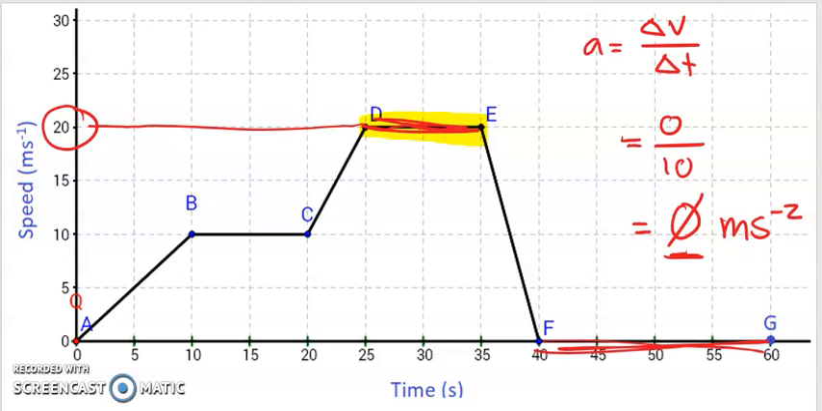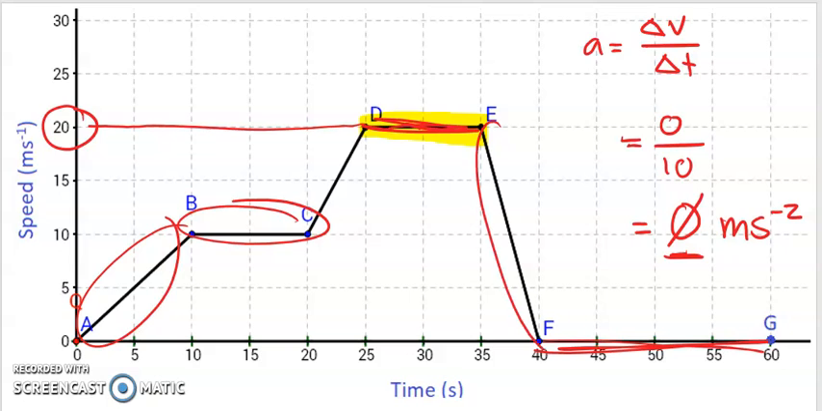Alright, so same formula as before, same way of working it out as before, but we're just using the graph to get those values. Now what I want you to do is work out the acceleration for the other sections. And I'll put up the answers on the Google slide presentation.